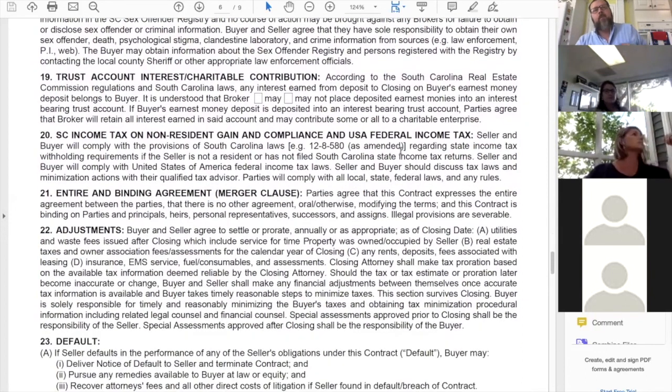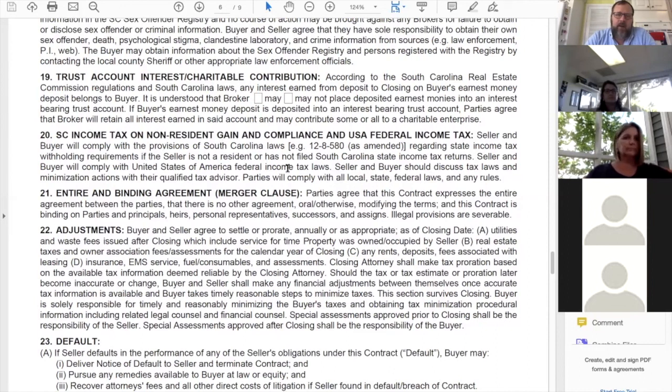If the buyer is giving earnest money and they are okay with the escrow agent putting it in an interest-bearing account, this is where they would say they may or may not place it in there. I do not know any escrow agent locally that has an interest-bearing account, so it's really kind of a non-issue. If they're a non-resident, they will comply with the provisions of the contract regarding state income taxes, which basically says that the attorneys can adjust for any out-of-state or non-resident fees.